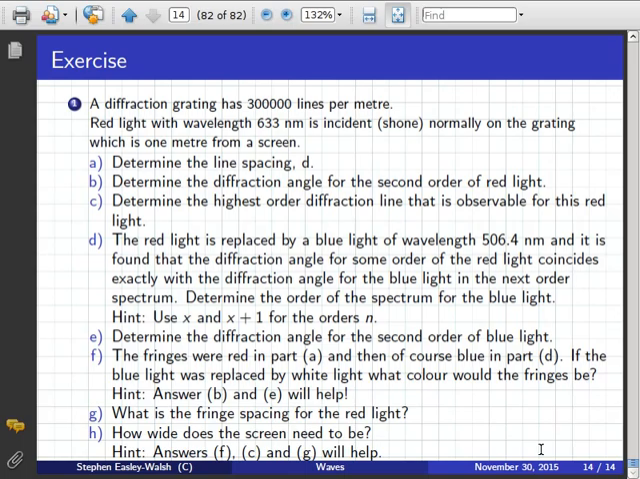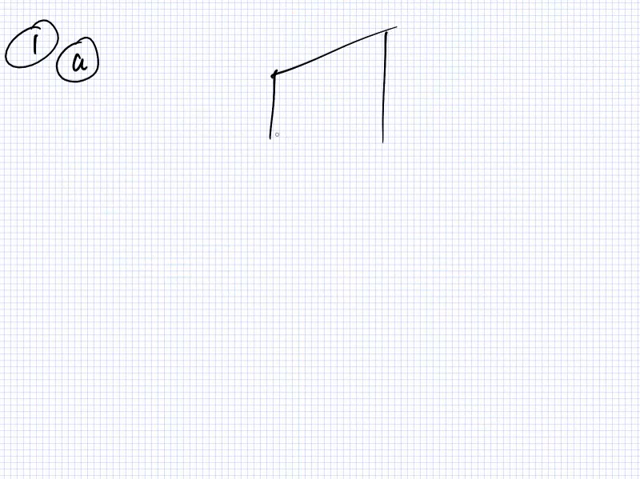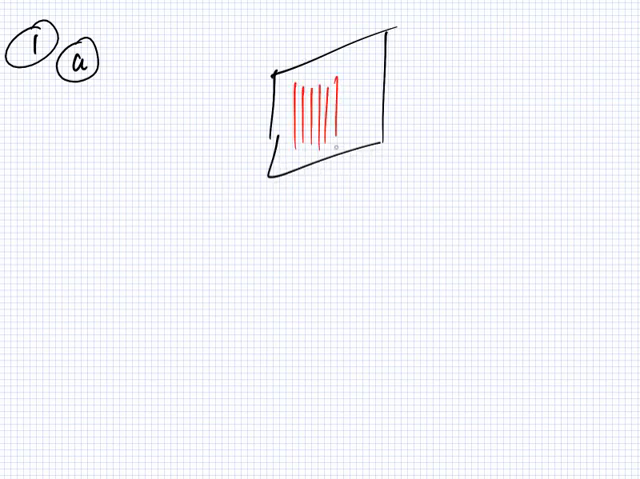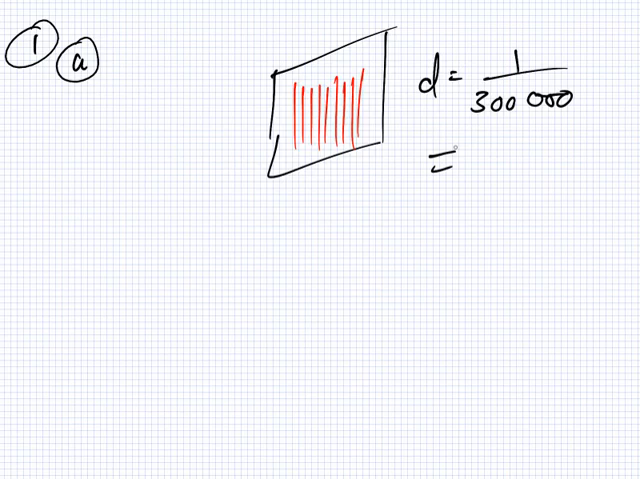So the first question, 1a, you have your diffraction grating, and there's 300,000 per meter, so the distance is 1 over 300,000. So what did you get there? 0.0000... 3.33 micrometers. Okay, so that was part A.